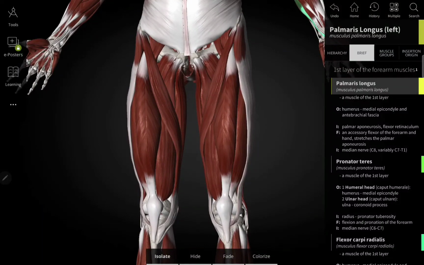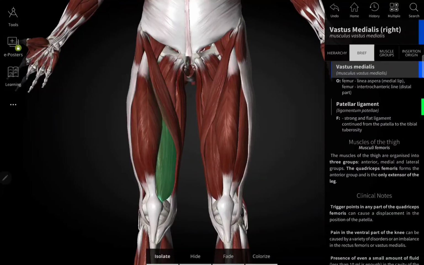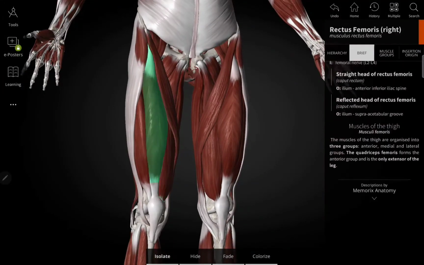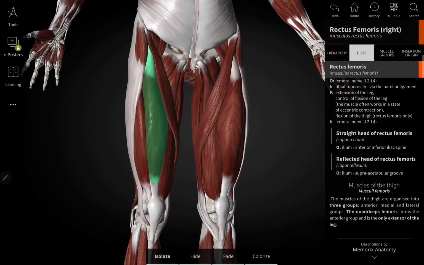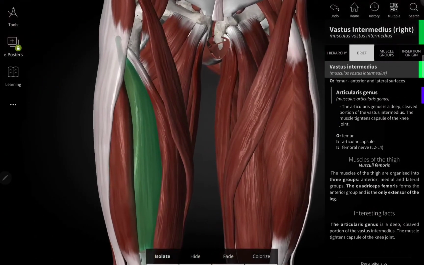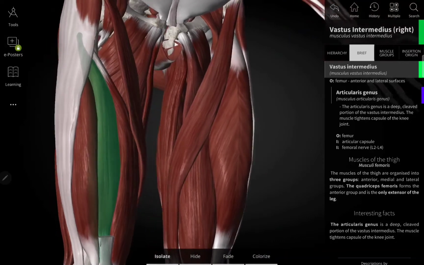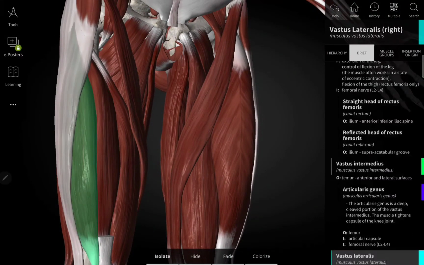So as I already said, this is the sartorius muscle, and here you can see the vastus medialis, and this is the rectus femoris muscle. If we look under this rectus femoris muscle, we can notice the vastus intermedius muscle. For that purpose, I am just hiding the rectus femoris muscle. So you can see here the vastus intermedius muscle. And the next muscle is the vastus lateralis.